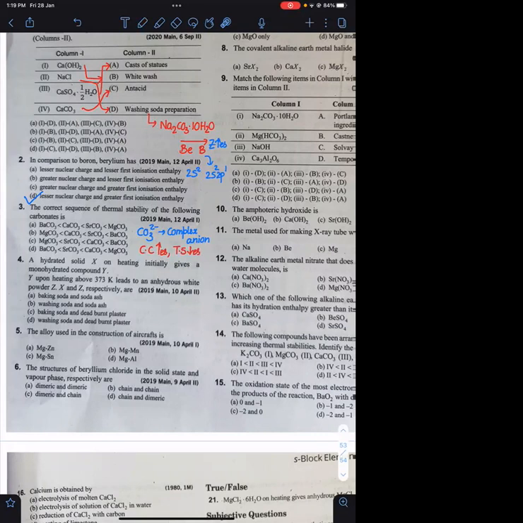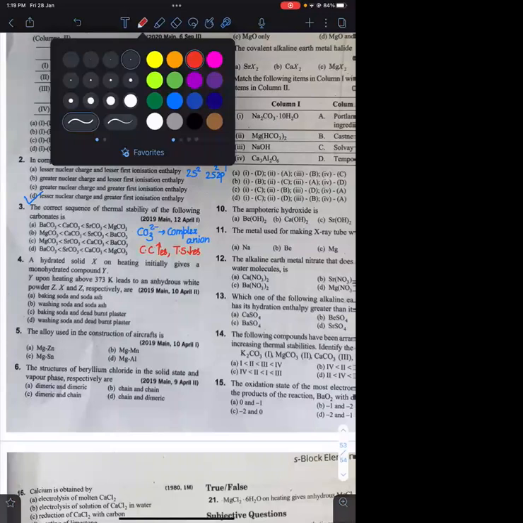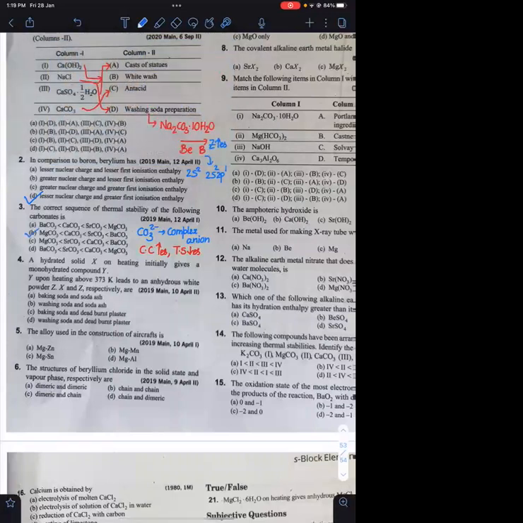Magnesium being the smallest cation among the given cations, it will have the greatest covalent character. If it has the greatest covalent character, its thermal stability will be least. So the answer will be option B. Everyone?